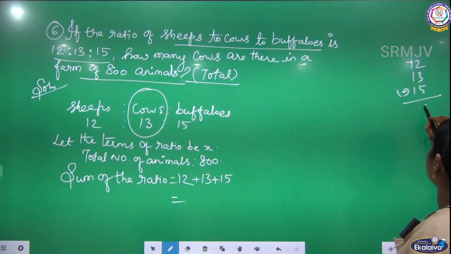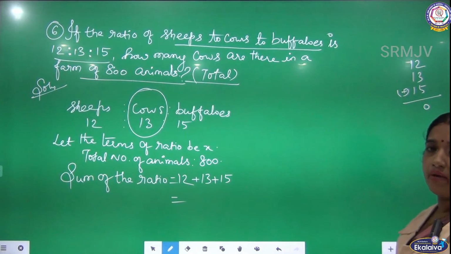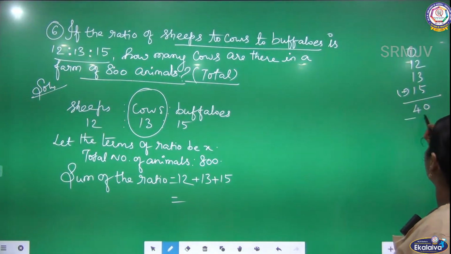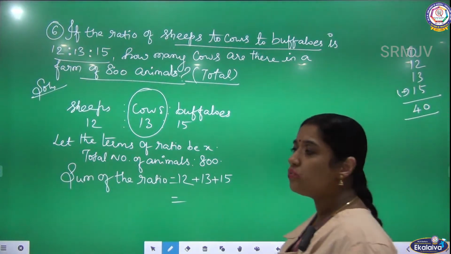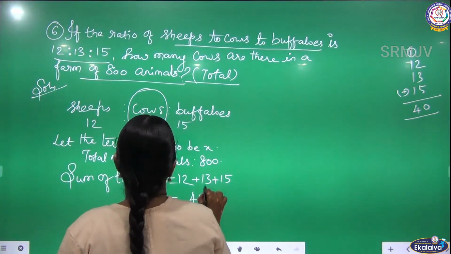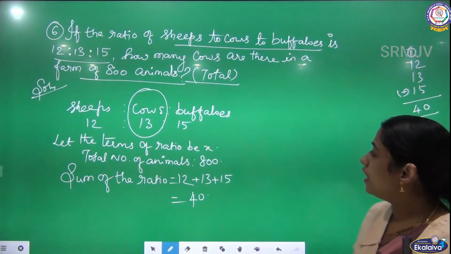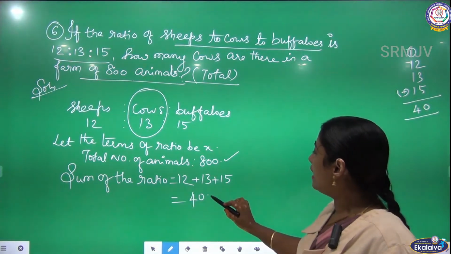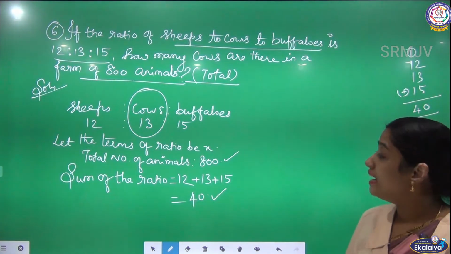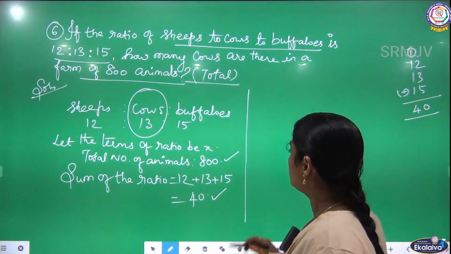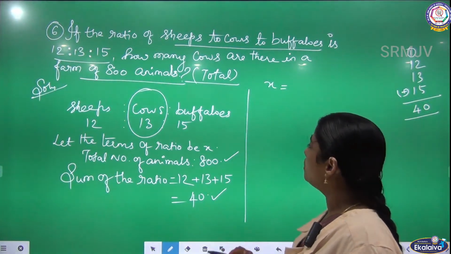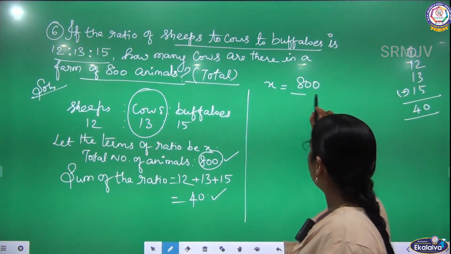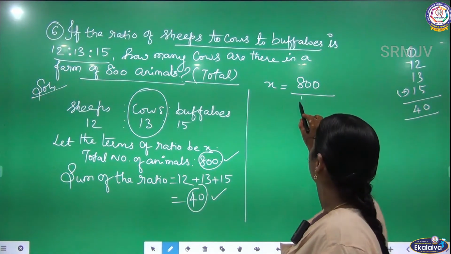So, when I am adding, 2 plus 3 is 5, 5 plus 5 is 10. So, 0, 1 carry over, and what is this? 40. So, sum of the ratio is what? 40. Now, I am going to use the total number of animals which is given. Divided by this 40, I can find the x value. Can you clear this? So, x is equal to total number of animals, which is 800, and sum of the ratio 40.